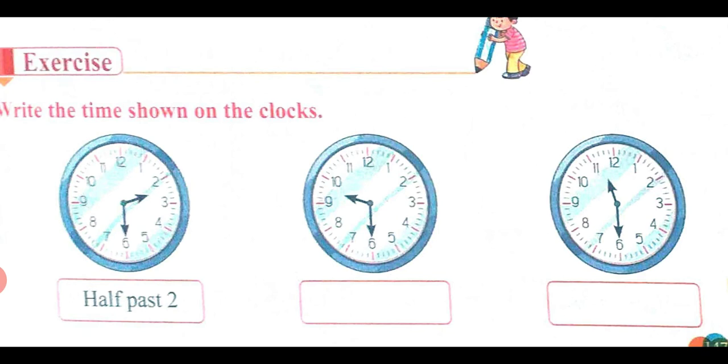So let's see the exercise. Write the time shown on the clock. As you can see, the hour hand is between 2 and 3 and the minute hand is at 6. So that is 2:30. The hour hand is between 9 and 10 and the minute hand is at 6. So you will write 9:30. The hour hand is between 11 and 12 and the minute hand is at 6. So you will write 11:30.